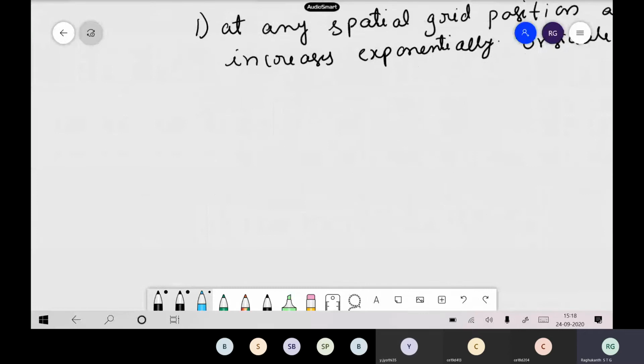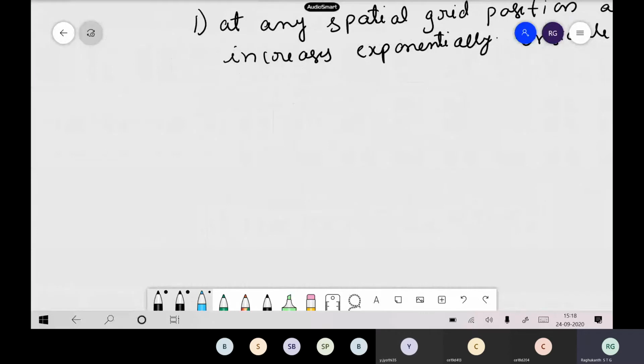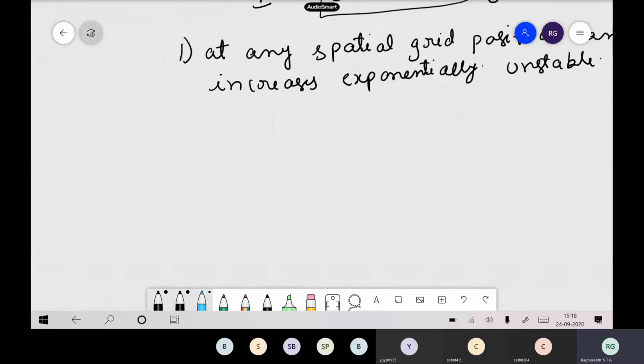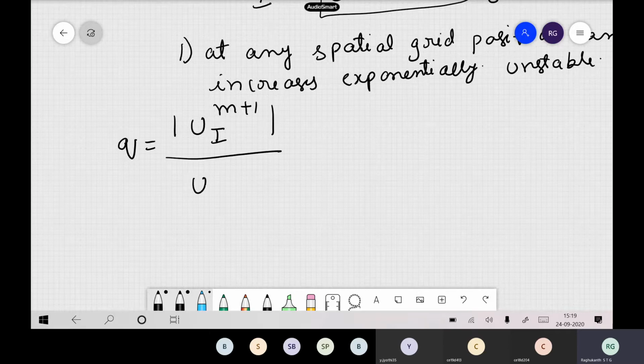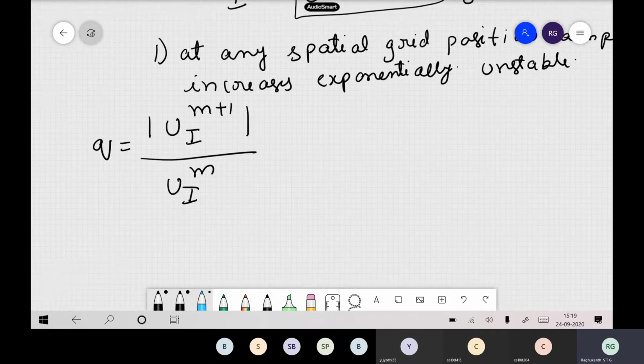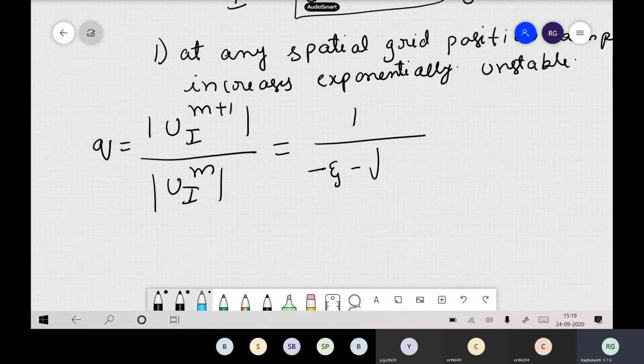Here also you can find out how much the exponential increase will be. If you try to find the ratio, the modulus of u_i at m plus 1 with u_i at m, that tells how much it is increasing from the mth increment to the m plus 1th increment. You can substitute. It's very easy to solve. This turns out to be 1 minus psi minus square root of psi square minus 1. So this is how it looks.